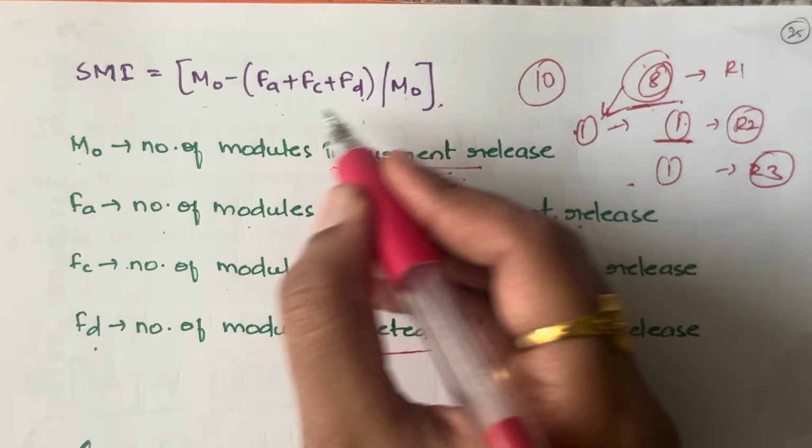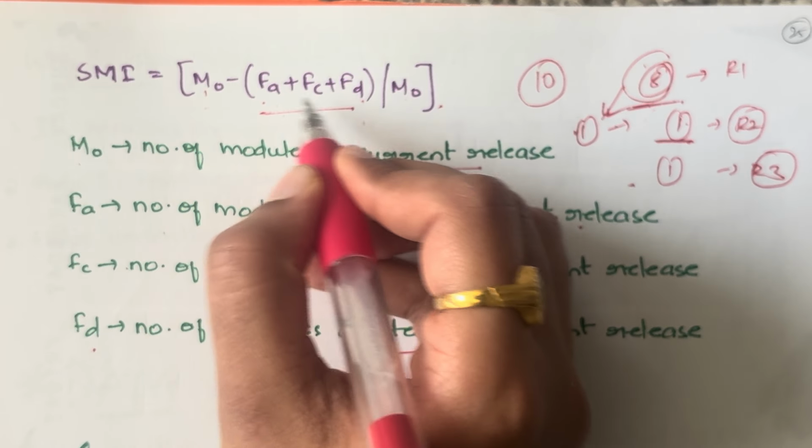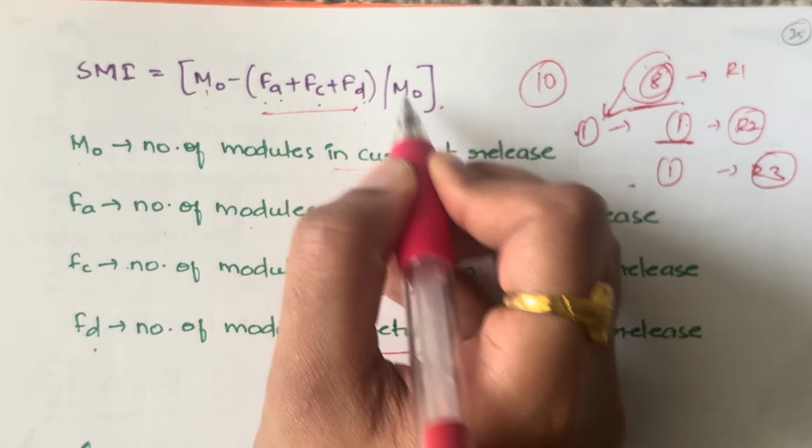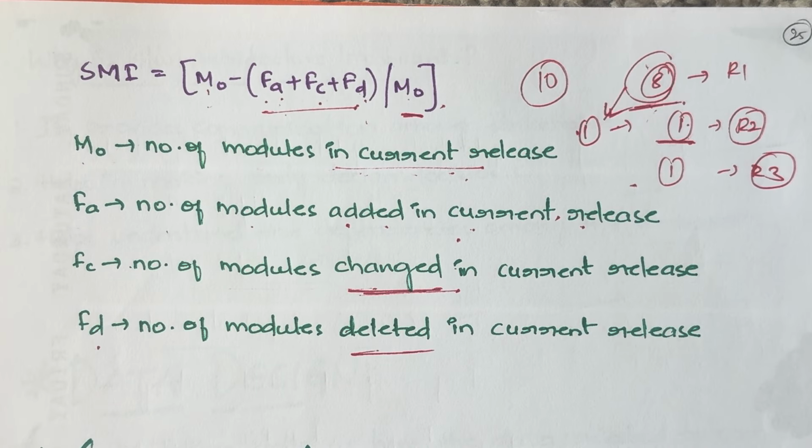So you add all these things, and again it is M0 minus (FA plus FC plus FD), divided by M0. So this is how you calculate the software maturity index, and depending on the value you will be estimating the quality of your software, and you will be estimating what else you can do to improve the maintenance experience for the customers, so that the customers will be more inclined towards your software.